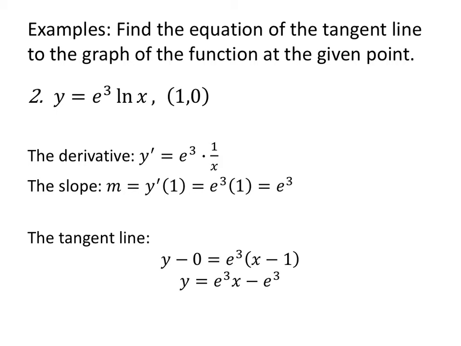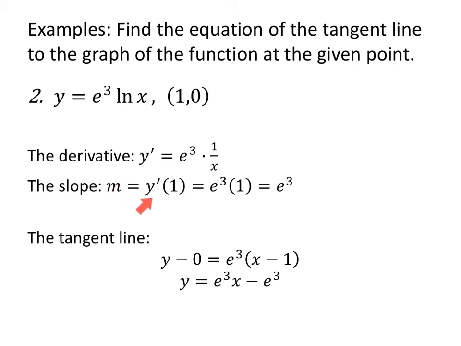Find the equation of the tangent line to the graph of y equals e cubed times the natural log of x at the point 1, 0. Well, e cubed, that's just a number. We might not like it. It's not a nice number like 4. But e to the third power, that's just a constant. So the derivative of y equals e cubed times the natural log of x is e cubed times 1 over x. Just a constant. If it were a 4, we just leave the 4 out there. Same thing for e cubed.